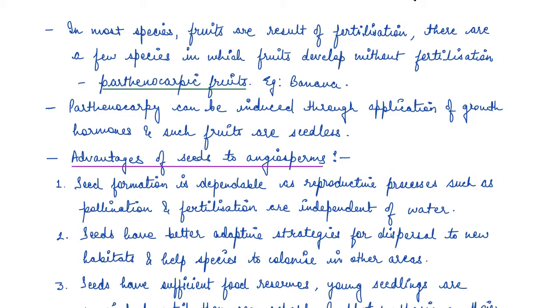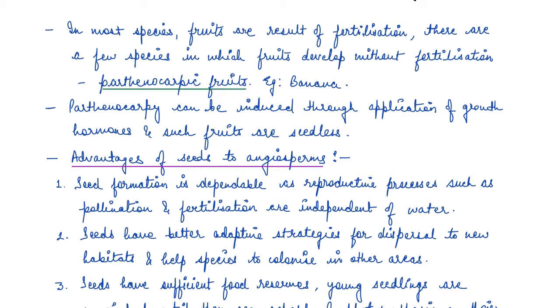For example, banana is one such plant wherein there is no fertilization occurring, and without fertilization, the fruit that you see in banana is formed, right? This parthenocarpy can also be induced through the application of growth hormones. And these fruits are seedless.